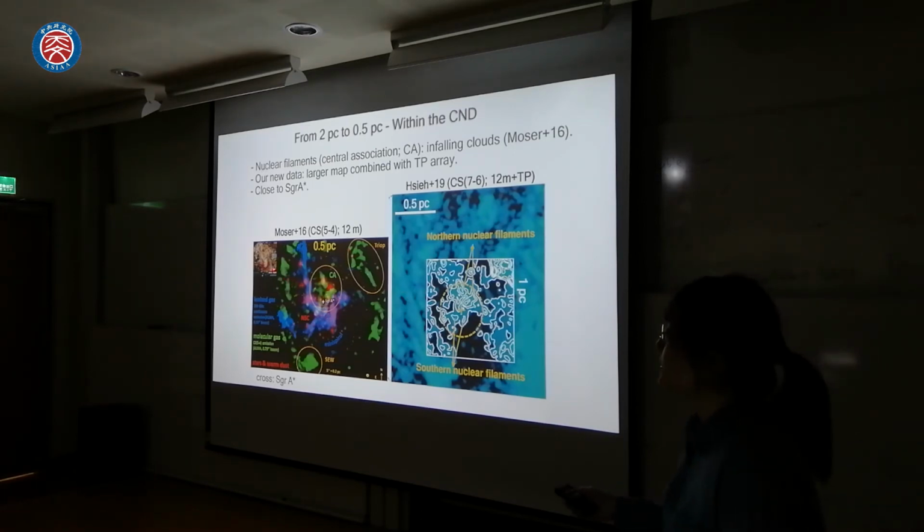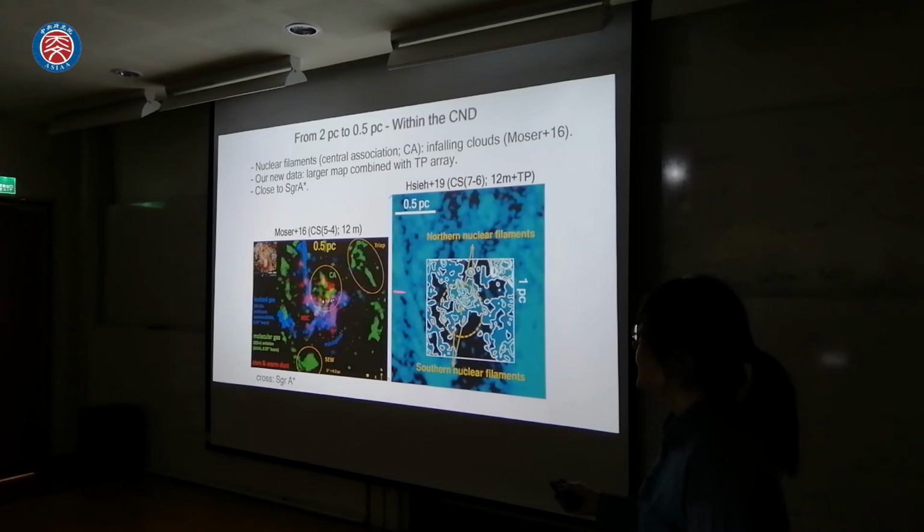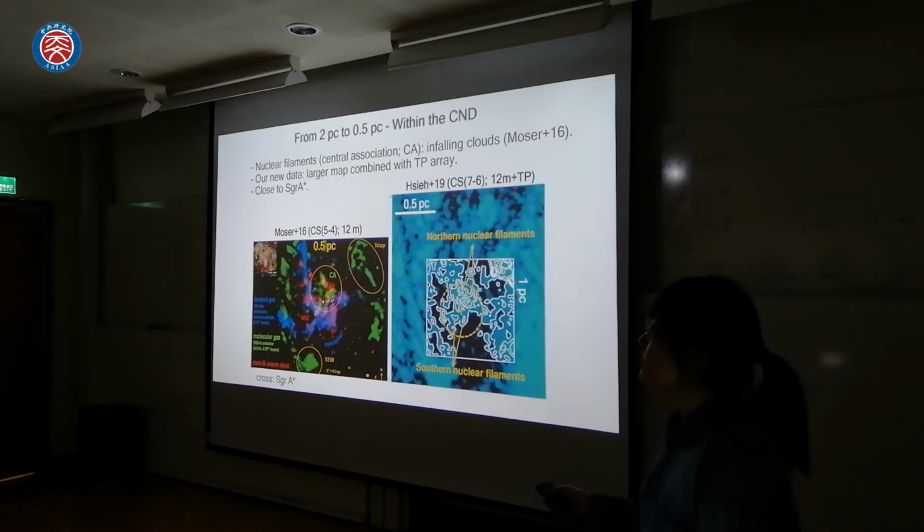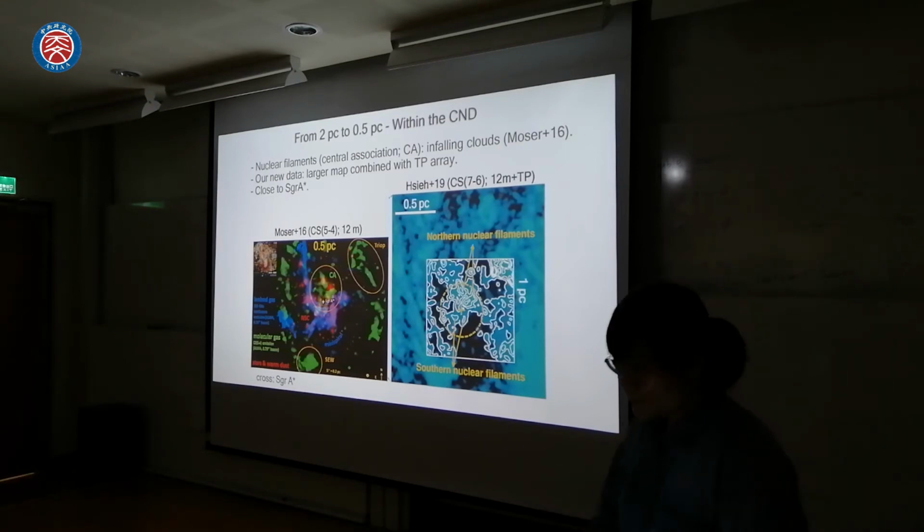This is the same region imaged by Moser et al., but with the 12-meter only. That map is already very good, and you can resolve the structure of the neutral gas within 0.5 parsec. But because of the lack of short spacing, all this extended emission is gone. And their map has a smaller field of view, so we are not able to study the connection between the neutral gas within 0.5 parsec and the CND.